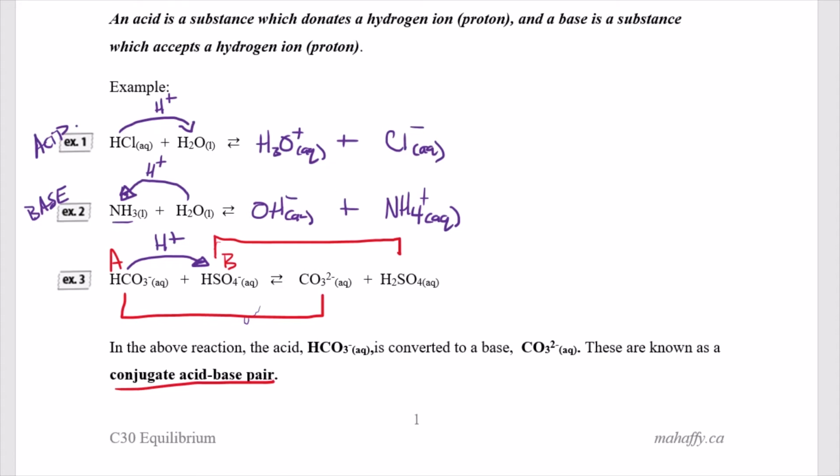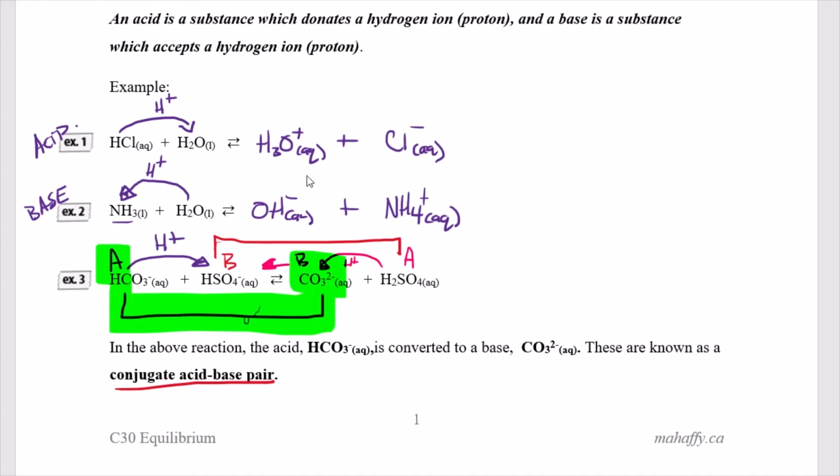So if the reaction was going the opposite direction, if it was going this way, well then, which of these would be acting as the acid? Which would be acting as the base? Well then, the sulfuric acid would have transferred its hydrogen to the carbonate, right? To form hydrogen carbonate. So the hydrogen would be transferred like this. So that means that the sulfuric acid would have been acting as an acid, and the carbonate would have been acting as a base.